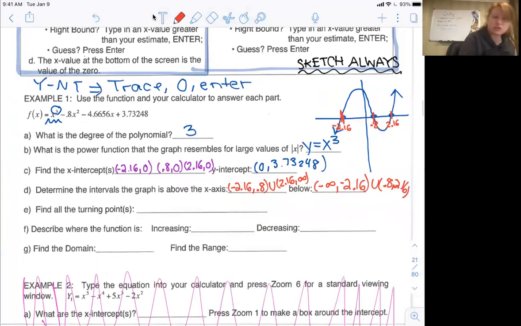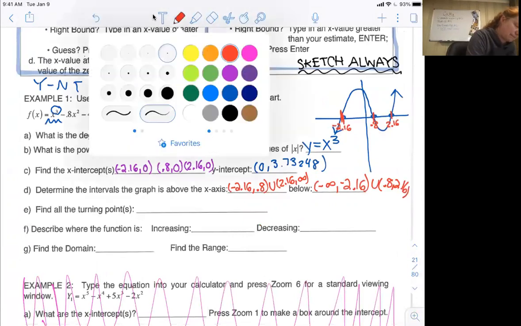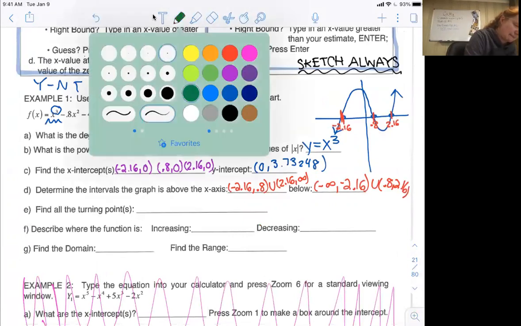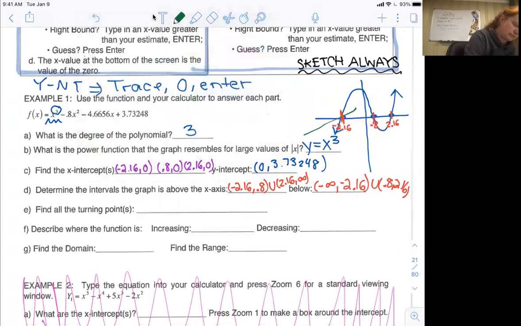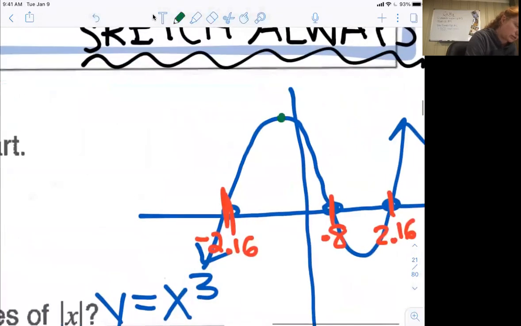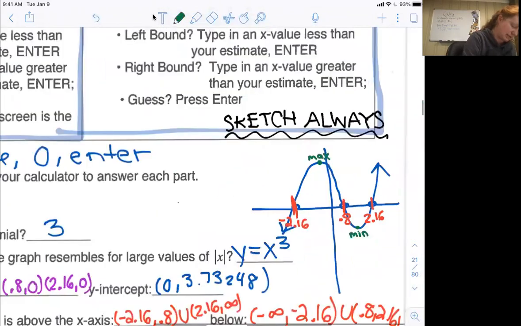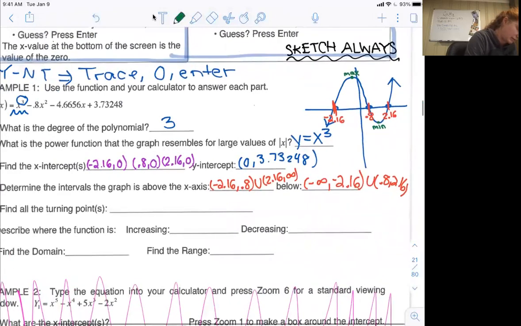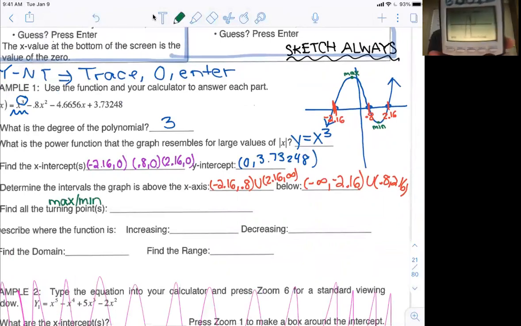Find all turning points. Turning points are your max and mins. We've been doing this since semester 1. This one has a max and a min. So if you look here, this is going to be its max. And if you look here, this is going to be its minimum. So turning points are your max and mins. That's what you need to go ahead and find. So I'll go ahead and do one of them. I'm going to do the maximum.